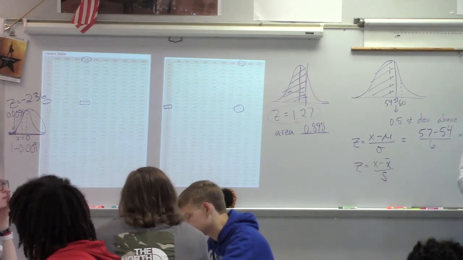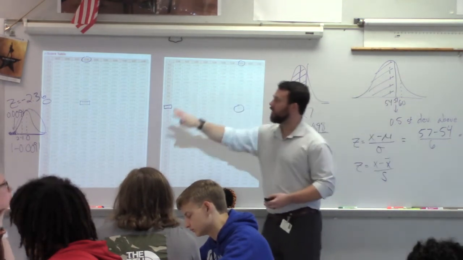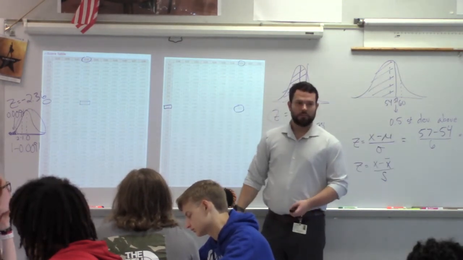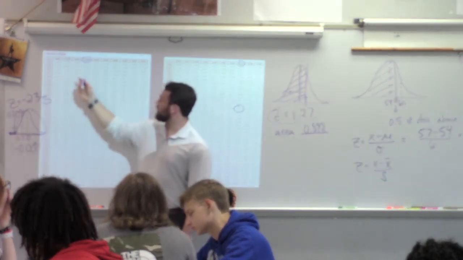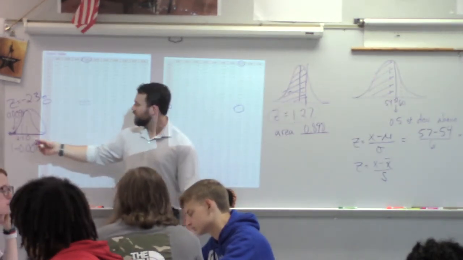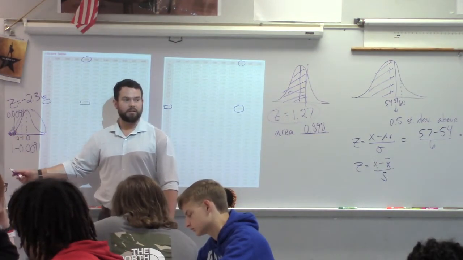Is it the opposite if it's negative? No, that's my point. Every area is what's to the left. So notice, when we went right here, negative 2.36 had an area of 0.091. Notice negative 2.36 is right here. See how that's such a small area?